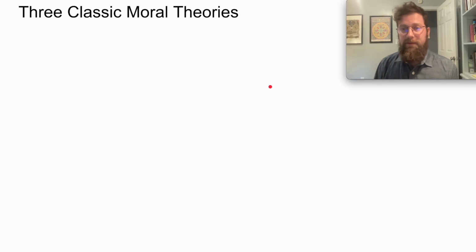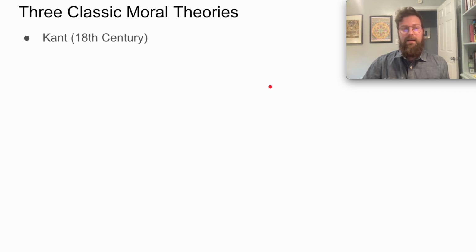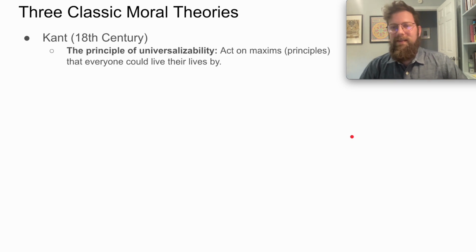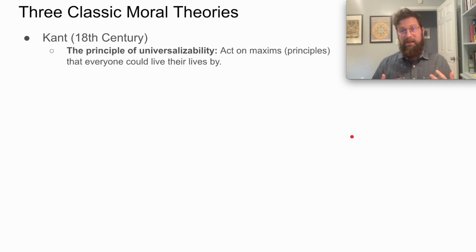So let's take a moment to consider some of the ethical theories that you might learn about in a general ethics class. This isn't all of the theories, but it's a sampling of some of the important ones that you may be familiar with. Kant, a German philosopher from the 18th century, gives us really two principles to guide our living. One is what is called the principle of universalizability. That is, you should be acting on maxims, which is really like principles for living, your rules for life, that everybody could live their lives by.